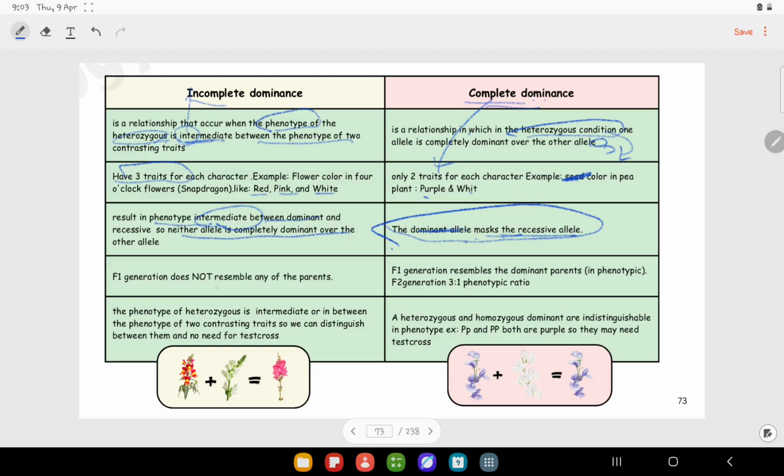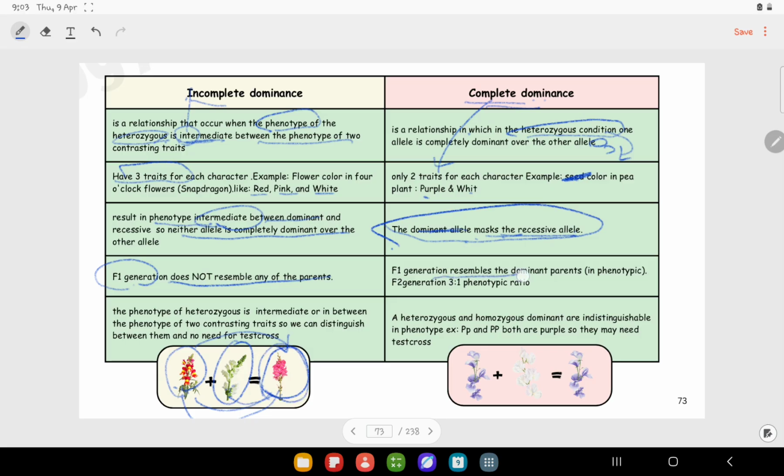In incomplete dominance, the F1 generation does not resemble any of the parents. For example, when you cross red with white, the result will be pink, and this pink does not resemble either parent. It doesn't look like the first parent or the other parent. It's completely different from both of them, because we blend or mix them and get another trait which is completely different.